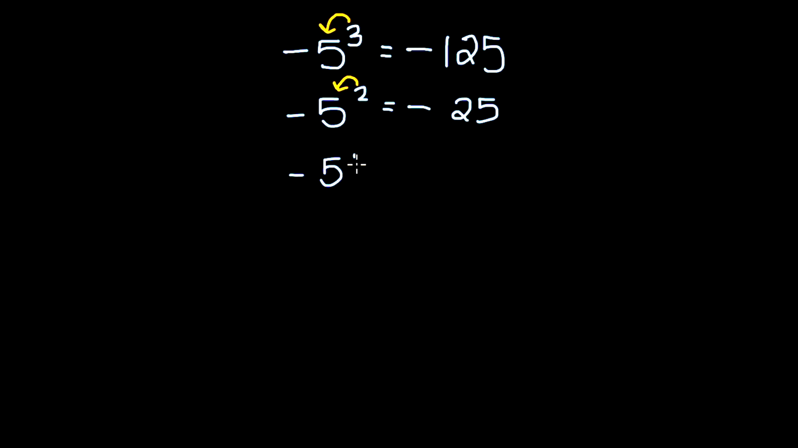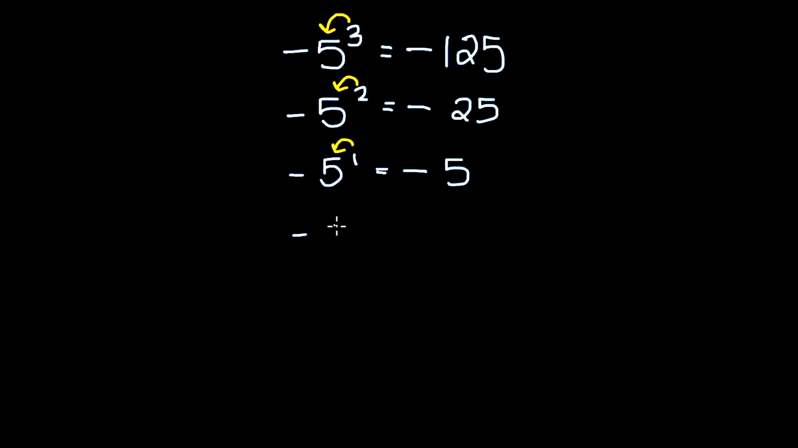Negative 5 to the first power. That one only applies to the 5. Negative comes over here. 5 to the first power is just 5.